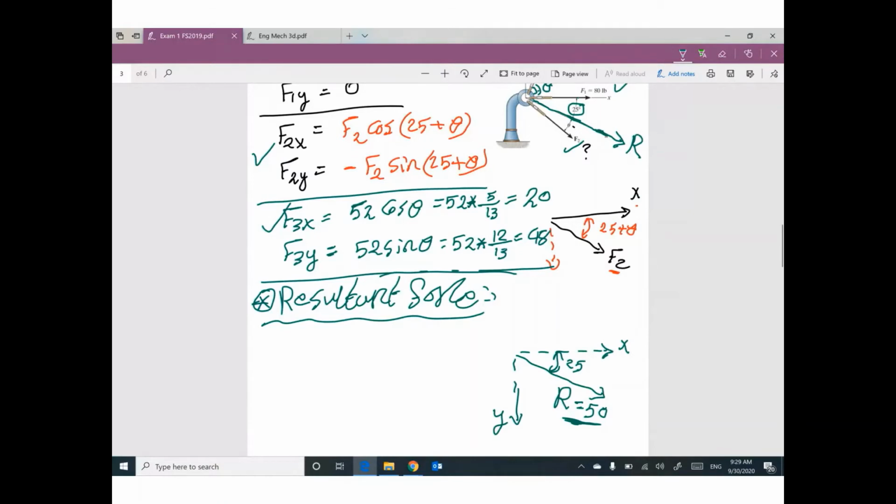So I can get the X component for R, which will be 50 cosine 25. I can get the Y direction of R. Please don't forget your sign, because the Y direction will be negative. 50 sine 25. So your final answer will be 50 times cosine 25, which is 45.3. 50 times sine 25 will be negative 21.1.